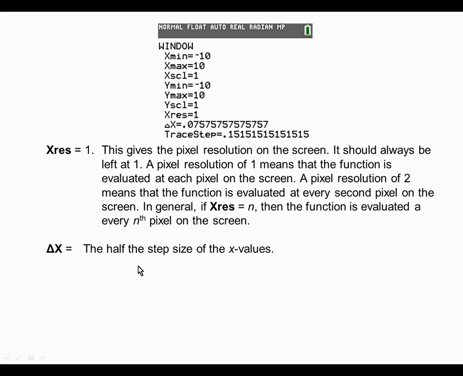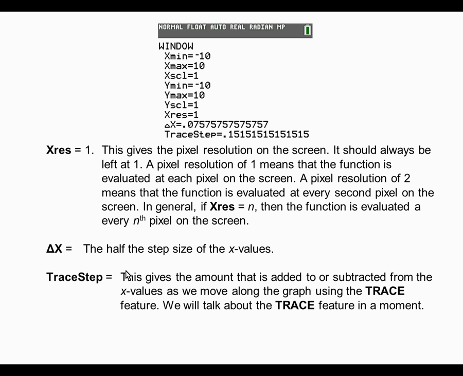Now the delta x, it's half the step size of the x values. I have no idea why TI made it half the step. It seems more reasonable that it should be the full step, but for some reason they just didn't do it. Okay, in the trace step, that gives the amount that is added to or subtracted from the x values as we move along the graph using the trace feature.